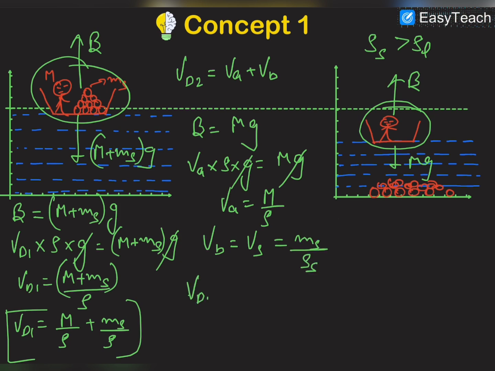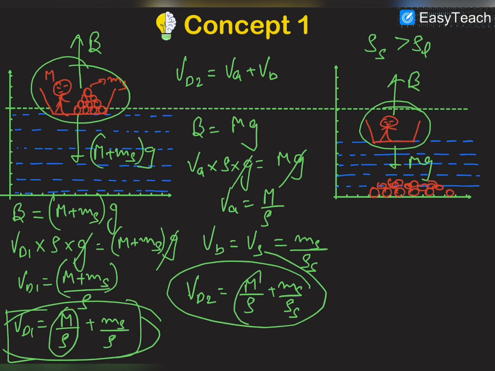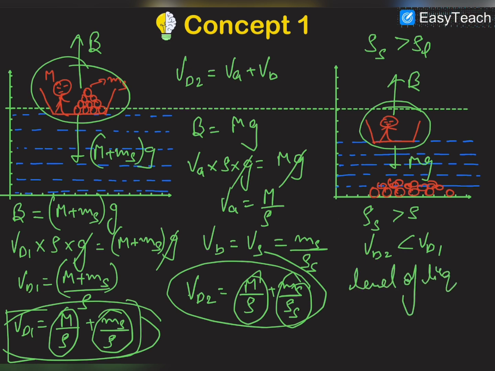Now the total displaced volume in the second case, Vd2, will be equal to Va plus Vb. Now if we sum Va and Vb, then it would be M by rho plus ms by rho s. And if you compare these two terms, you can see that the first is the same, but in the second term the denominator rho s is greater than rho. So therefore Vd2 will be less than Vd1, and therefore the level of liquid will fall definitely.